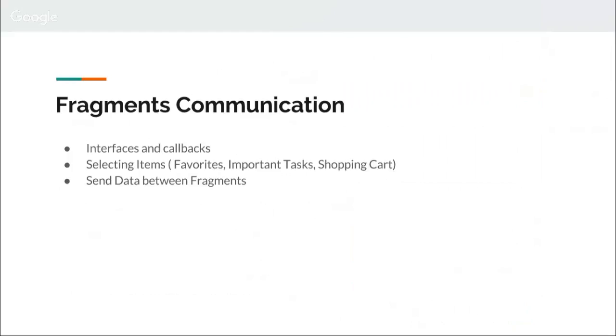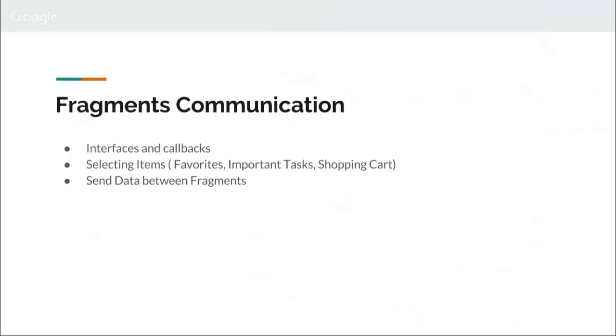How do fragments communicate? As I said before, they depend on their parent activity. They use interfaces and callbacks. Like you declare an interface on a fragment and you have to implement that in the parent activity so it can handle the result of the event. Like select an item, like you select a movie as a favorite, or you're making a to-do list and you want to declare an important task, or maybe even adding items to a shopping cart. These are some examples of when two types of fragments might need to interact.